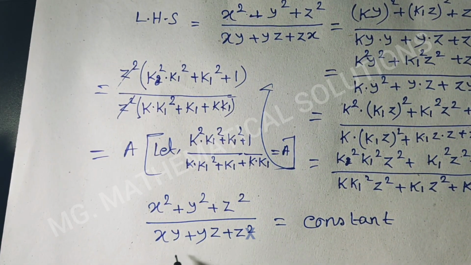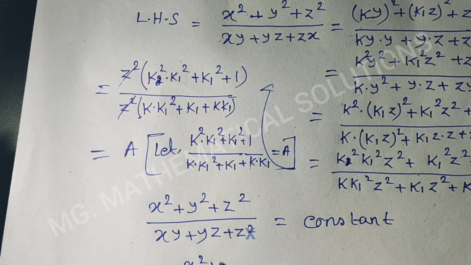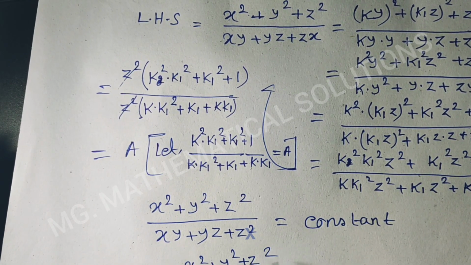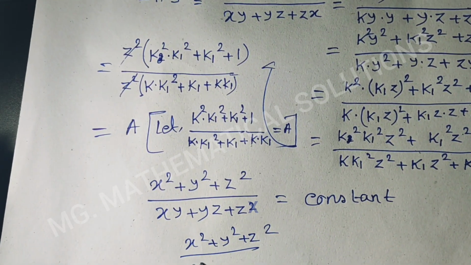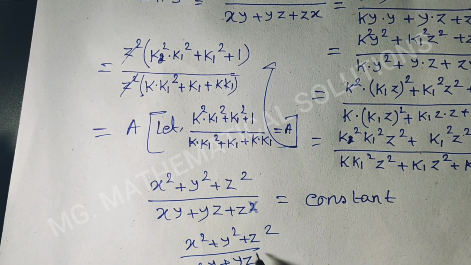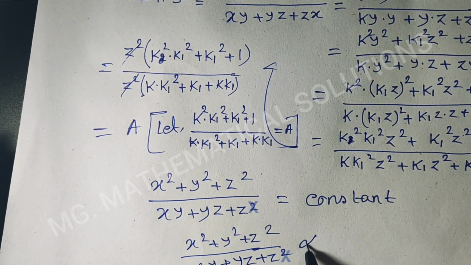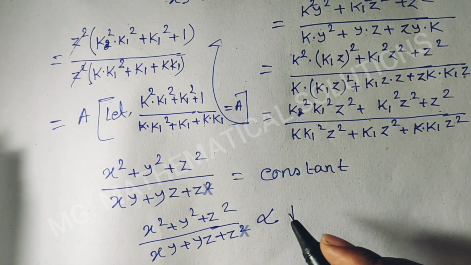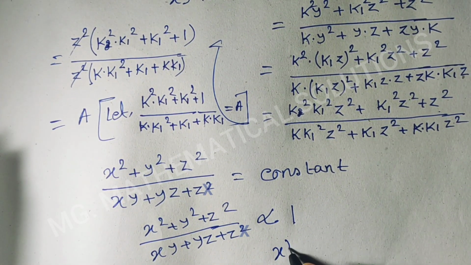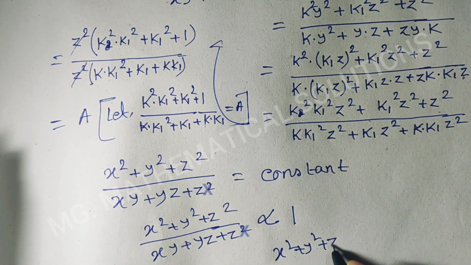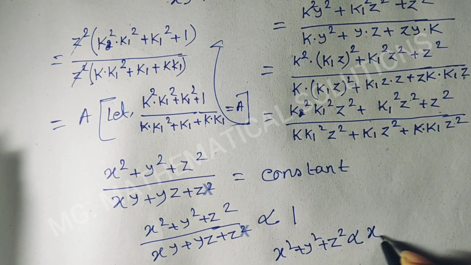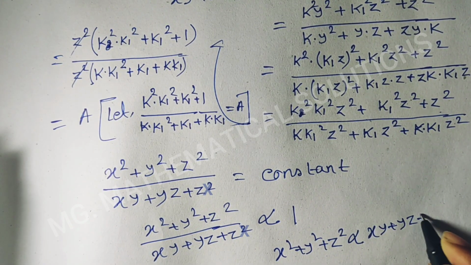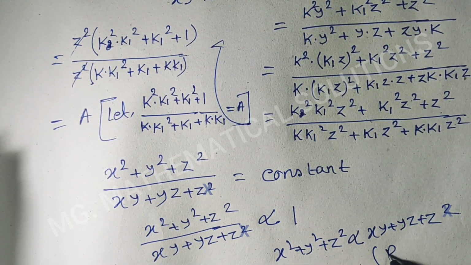So x square plus y square plus z square over xy plus yz plus zx varies as 1. So now we write x square plus y square plus z square varies as xy plus yz plus zx. So proved.